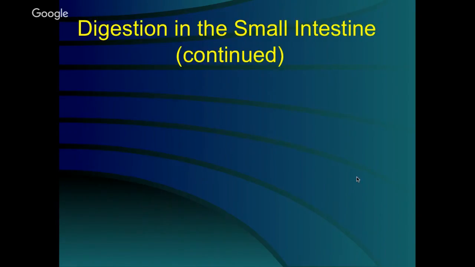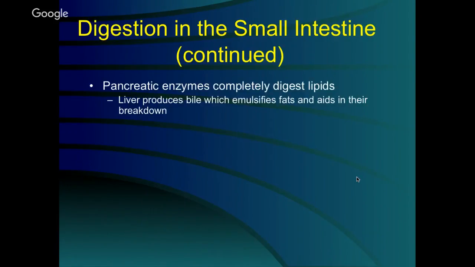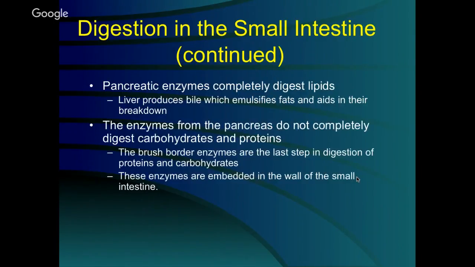Now, after the contributions of the pancreas, you still haven't completely digested the carbohydrates and the proteins. The pancreatic enzymes completely digested the lipids, and part of the reason they were able to do that is because of the addition of bile from the gallbladder and liver, which breaks the fats into tiny pieces and helps those pancreatic enzymes to be more effective. However, the enzymes from the pancreas don't completely break down the carbohydrates and proteins, so you're going to rely on brush border enzymes as the last step in their digestion.